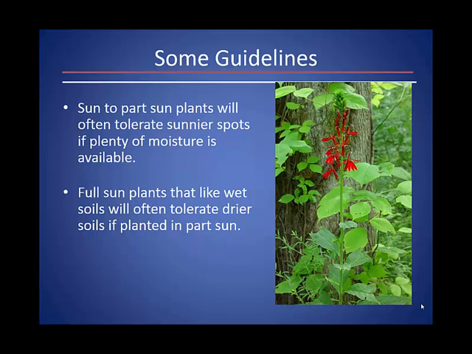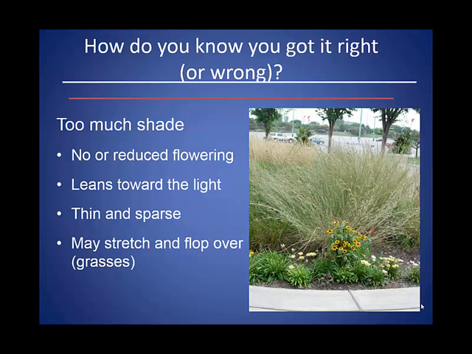So the same goes with the soil moisture. Sun plants may tolerate shadier spots, or sunnier spots if they have plenty of moisture available. Full sun plants that like wet soils can tolerate more shade if the soils are drier. So, just more playing around, more figuring out your site and the specific conditions around there.